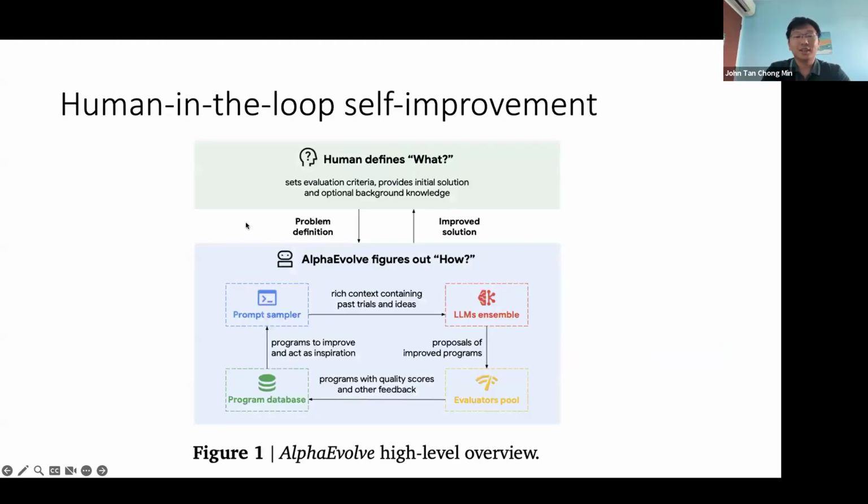Yeah, so I think this is quite an interesting thing. Although the idea of using LLMs to generate code is not new, this whole framework is interesting.